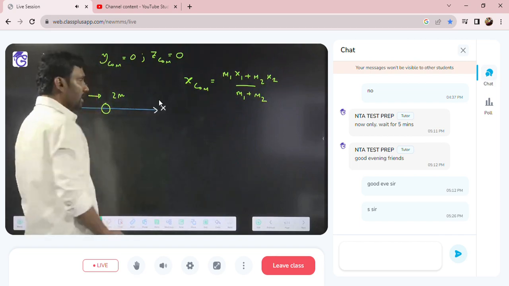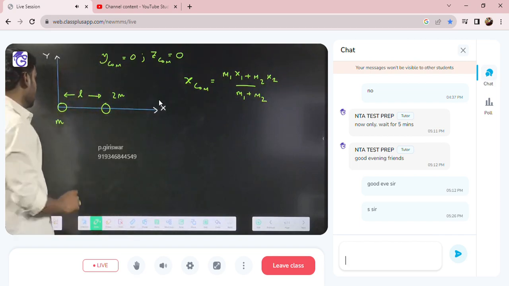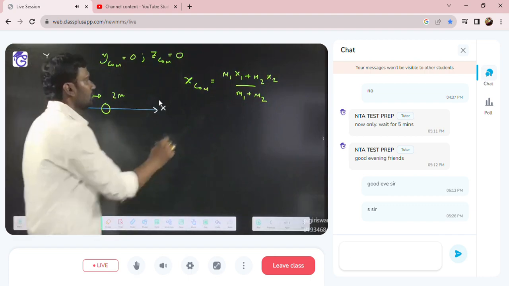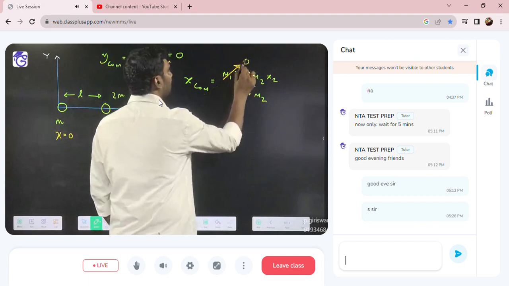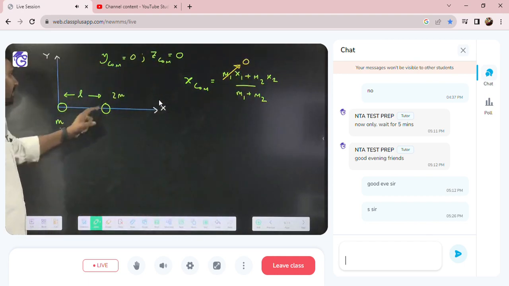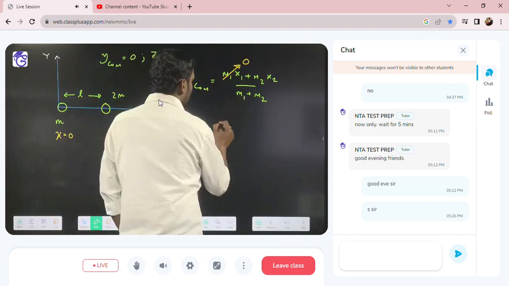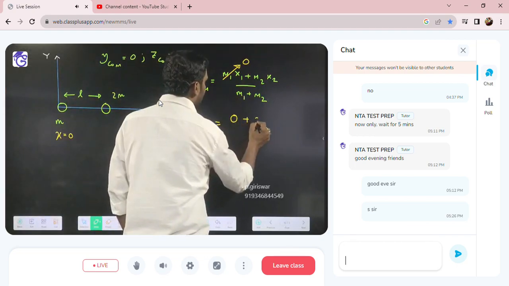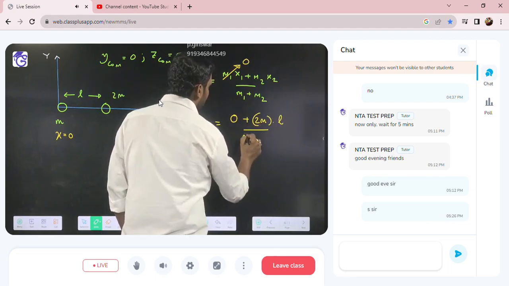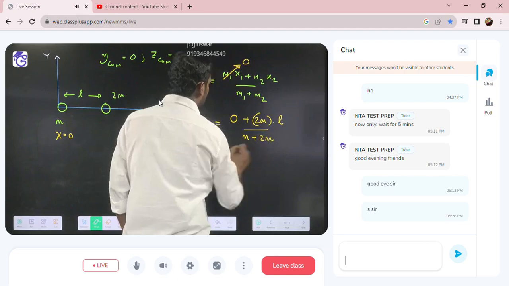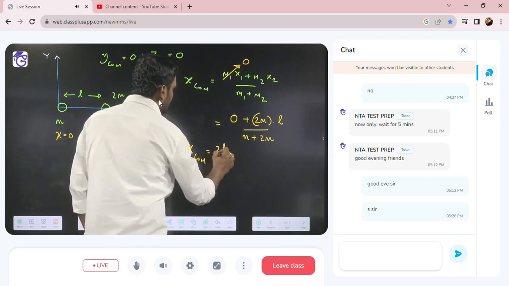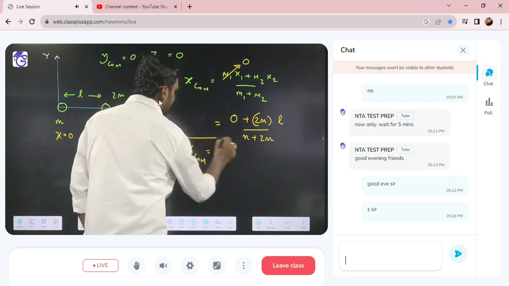So what you are going to get from there? You tell me. This is at 0 now. So for m, x is equal to 0, which will bring m1 x1 to be 0 because m1 is at the origin already. What about m2? So I'll write 0 plus m2 means 2m. Its x coordinate is L divided by total mass is m plus 2m. So if you check, x center of mass is coming 2L by 3.